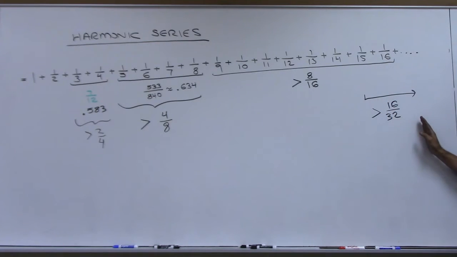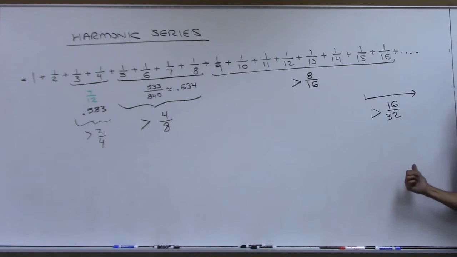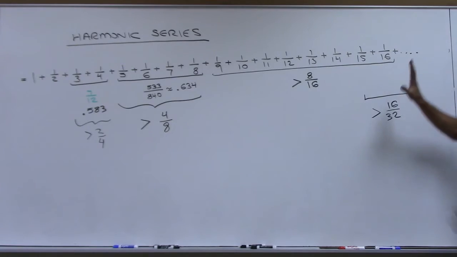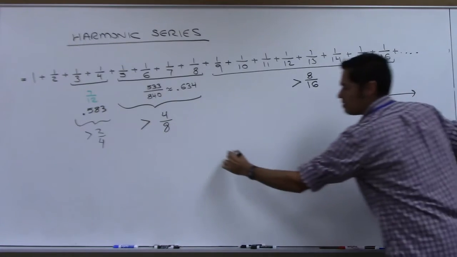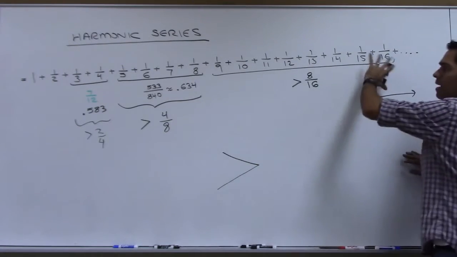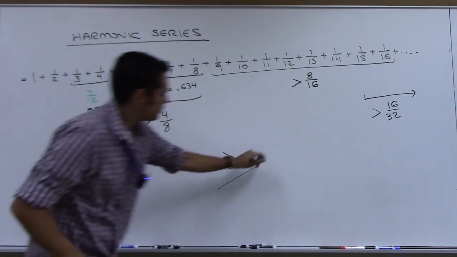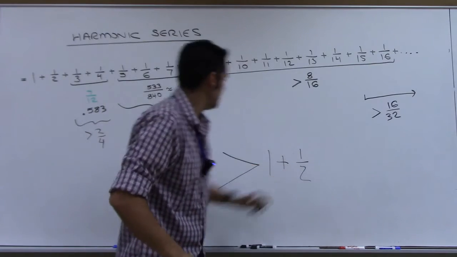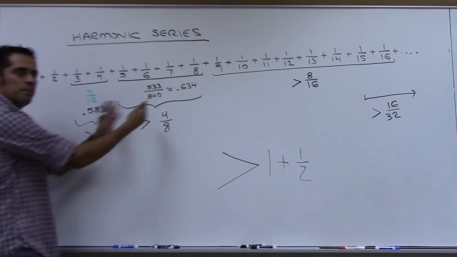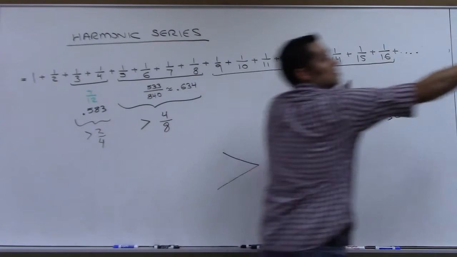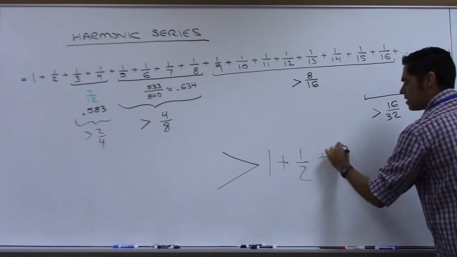What do you think? 16/32. And then if I take the next 32, I should be able to say they're all greater than 32/64. And I could do that indefinitely, forever. So what I'm saying is that this sum right here is bigger than all of that, which is 1 plus a 1/2 plus a 1/2 plus a 1/2 plus a 1/2 plus a 1/2. Just a bunch of 1/2s together, right?